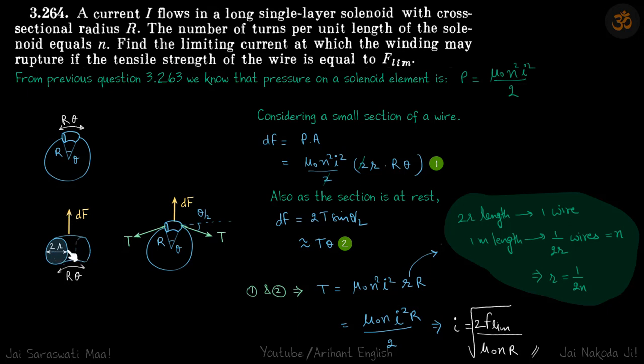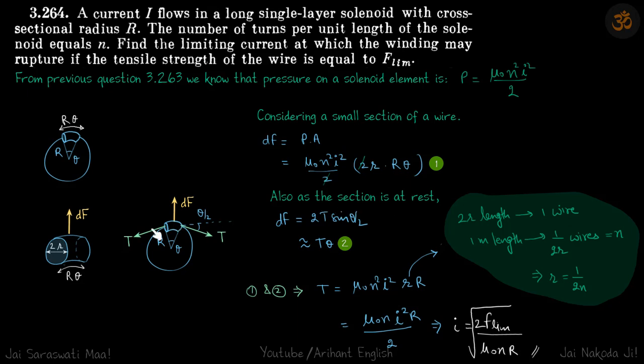So what is the cross sectional area here? It is 2r into R theta. If you look from here, this will be a small rectangle along the diameter, and the area of that rectangle will be 2r into R theta. And that is the area on which this force dF is applied. So the force is pressure into area, where the pressure is this and the area is 2r into R theta.